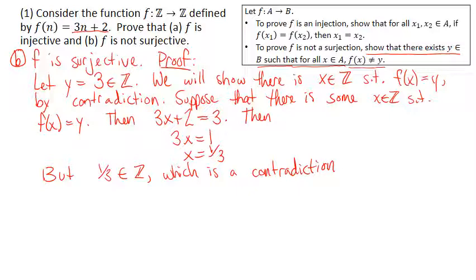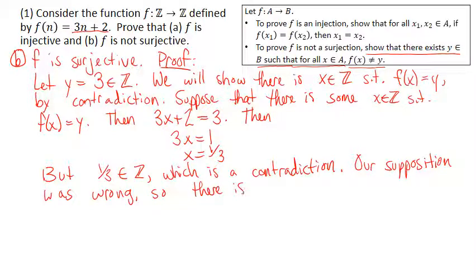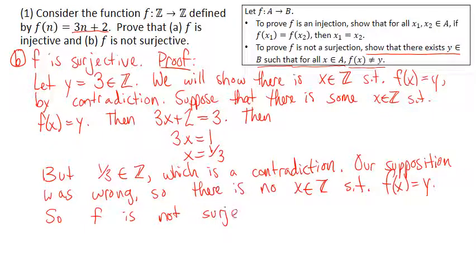Since we got a contradiction, that means our supposition was wrong. Remember, our supposition was that there was some x in the integers that gave us f of x equals y. That was wrong. So there is no x in the integers such that f of x equals y. So f is not surjective. And that's it.